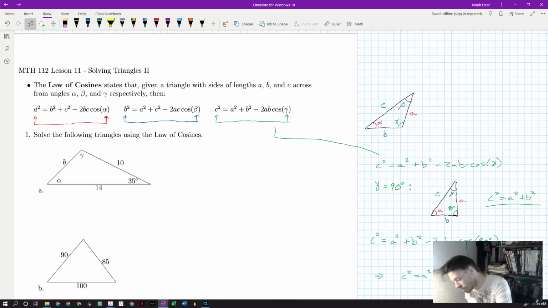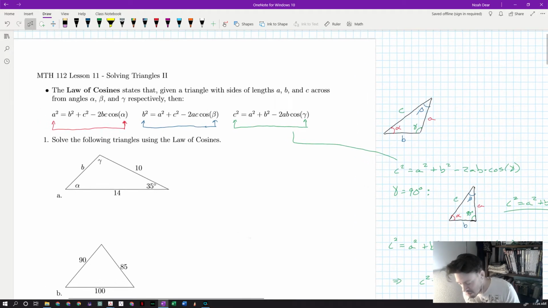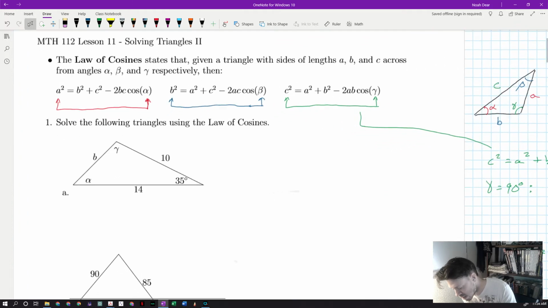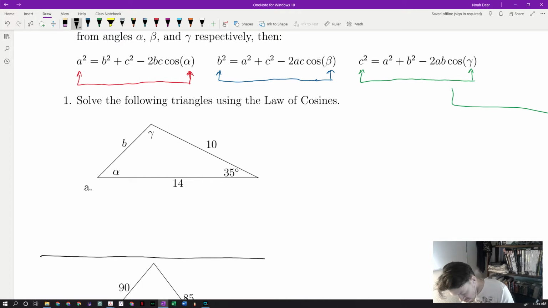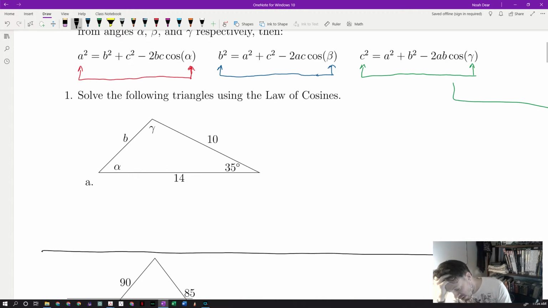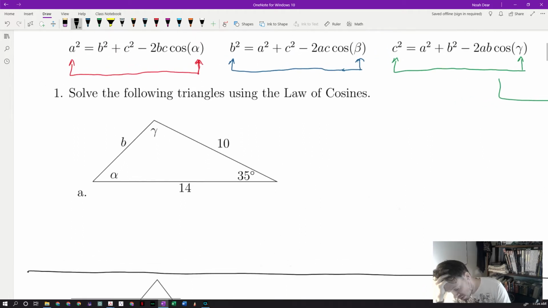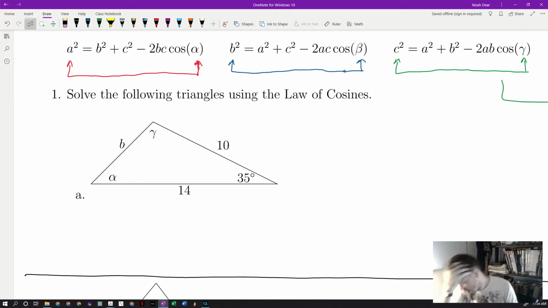Okay, let's jump into a specific problem here and get this a little bit less abstract and just see how we're using these equations. So let's zoom in on this first one. Before I actually use the law of cosines for this problem, let's just see why we can't use the law of sines, right? Because that's what we did last class. We said let's use the law of sines to solve these triangles, and let's take a look at what happens if I try and do that.